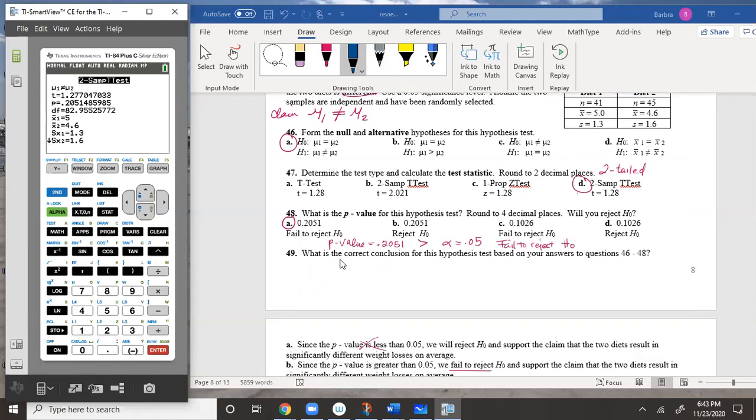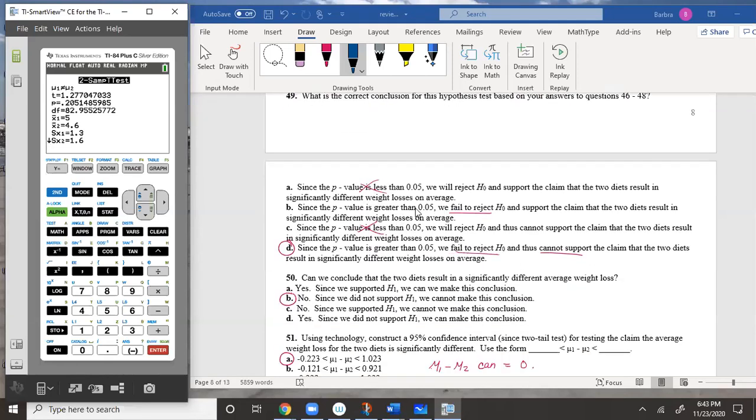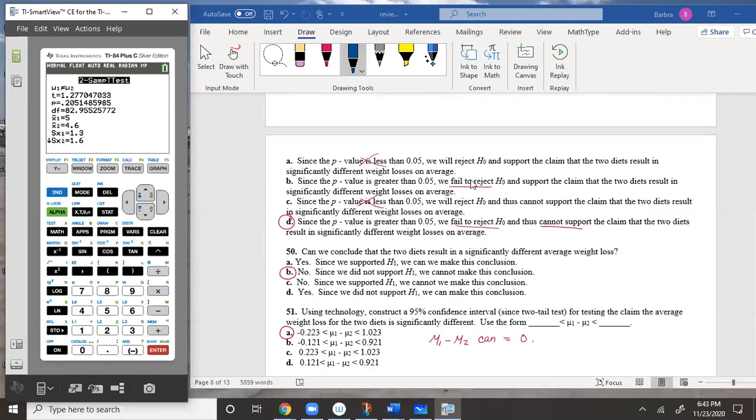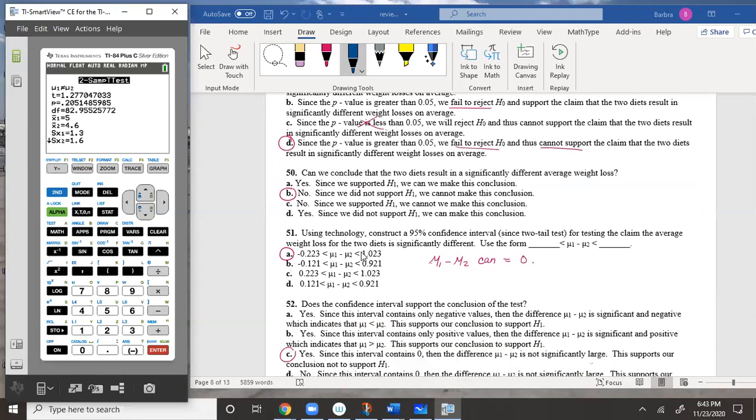And for 49, the conclusion is: since the p-value is greater than alpha, we fail to reject the null and cannot support the claim that the two diets result in significantly different weight losses on average. D, which is pretty typical of weight loss programs, it seems. Okay, so the correct answer is D.